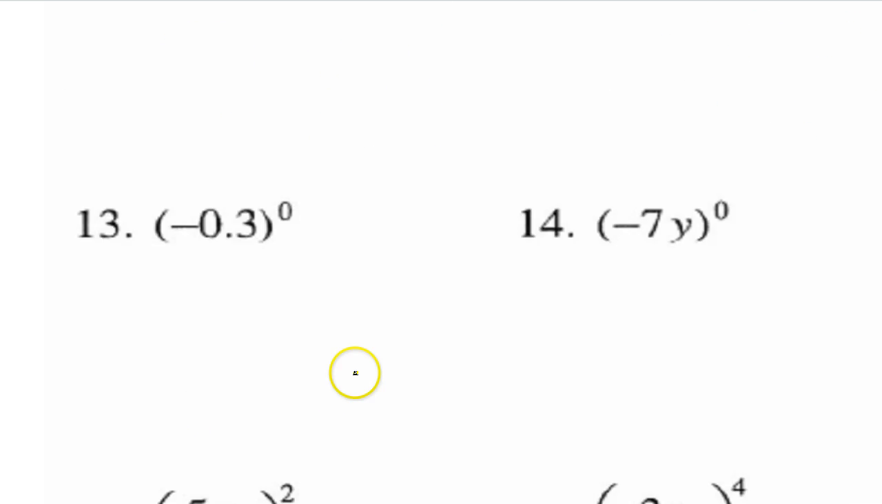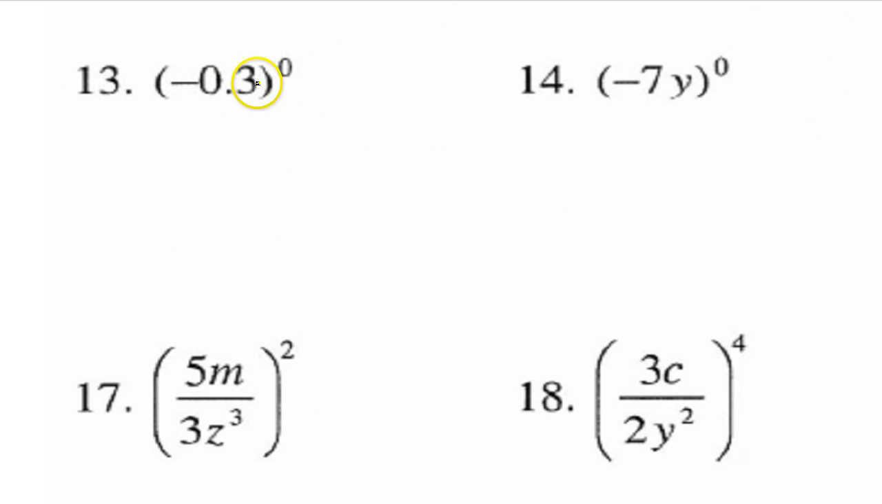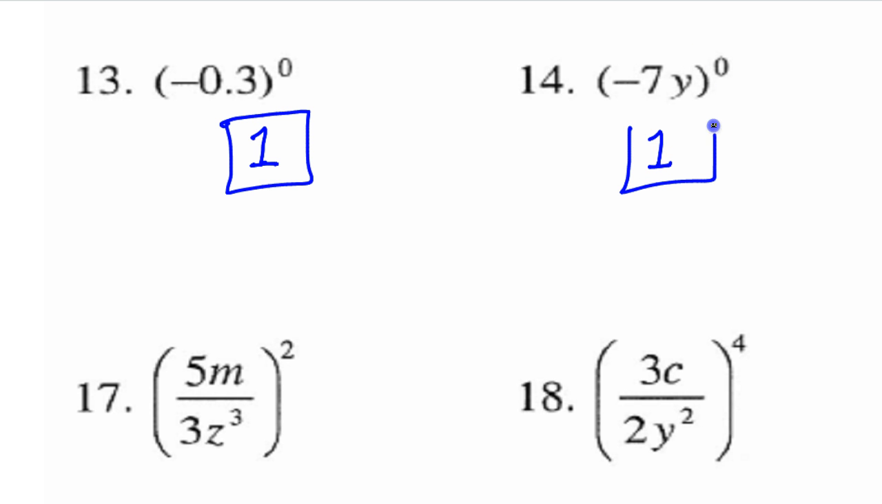Number 13. Whoa, anything to the 0 power is 1. Okay, just memorize that. Anything to the 0 power is 1. Doesn't matter what it is. So, yeah. Number 14, same thing. Anything to the 0 power is 1.